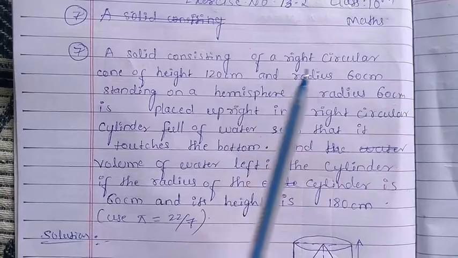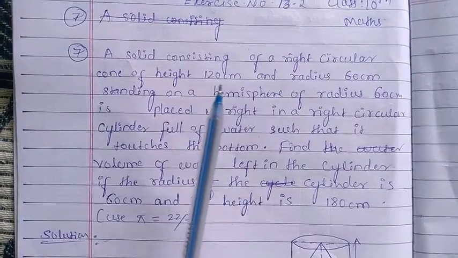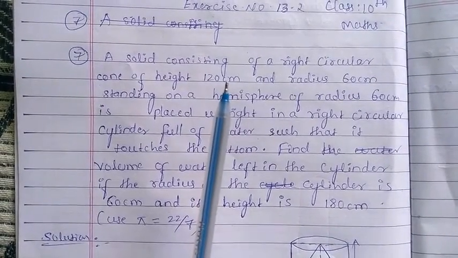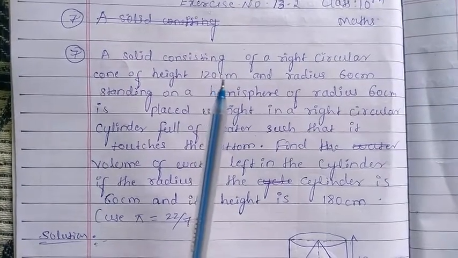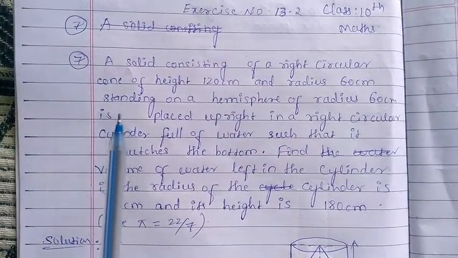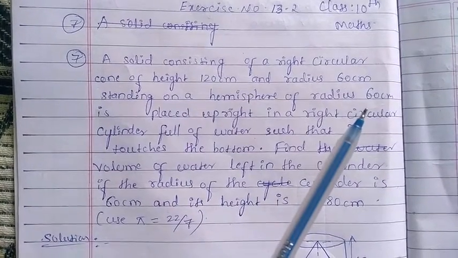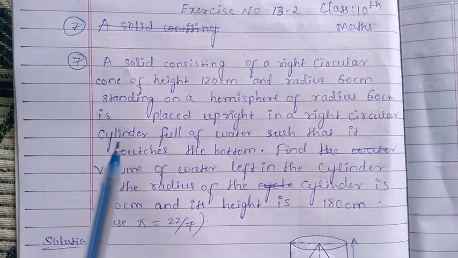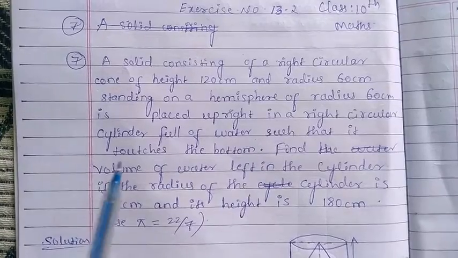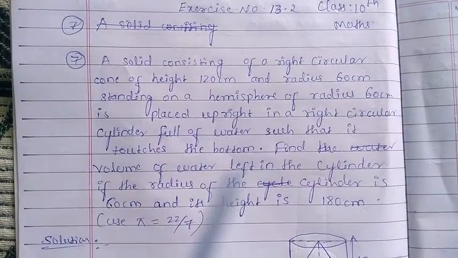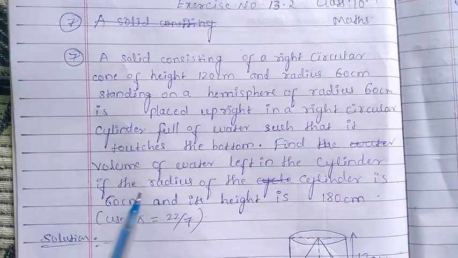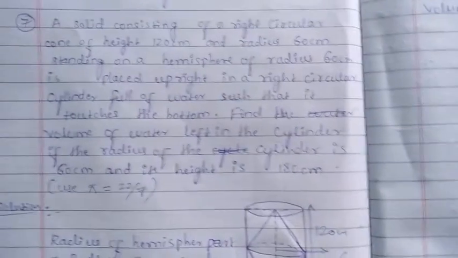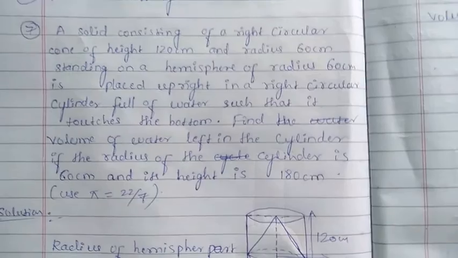A solid consists of a right circular cone of height 120 centimeter and radius 60 centimeter standing on a hemisphere of radius 60 centimeter. It is placed upright in a right circular cylinder full of water such that it touches the bottom. Find the volume of the water left in the cylinder if the radius of the cylinder is 60 centimeter and its height is 180 centimeter. Take pi as 22/7.